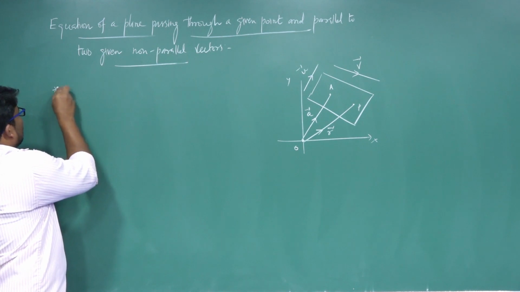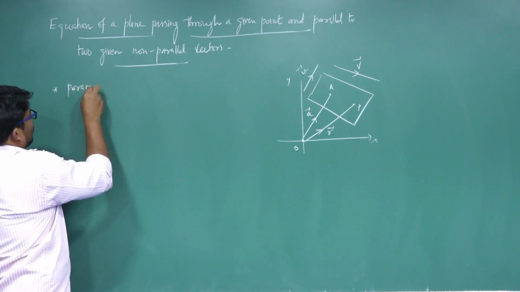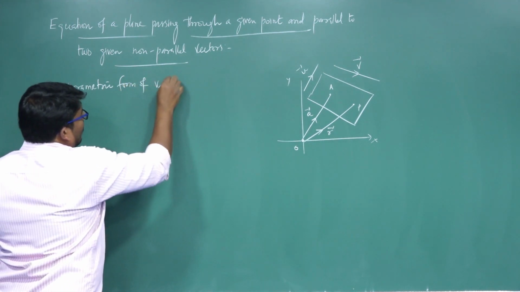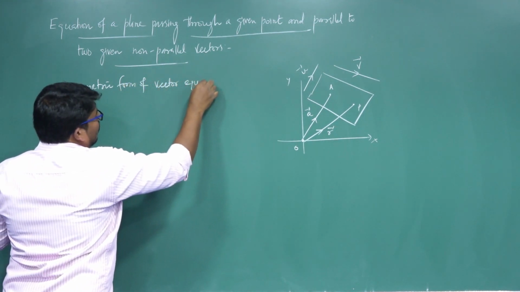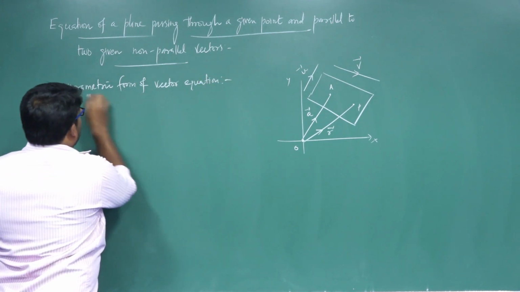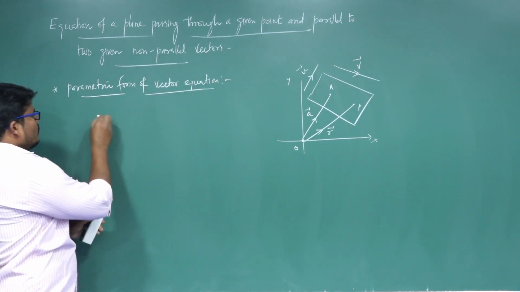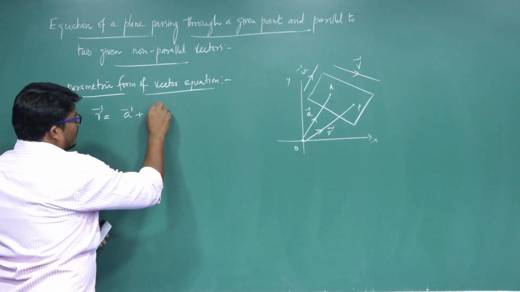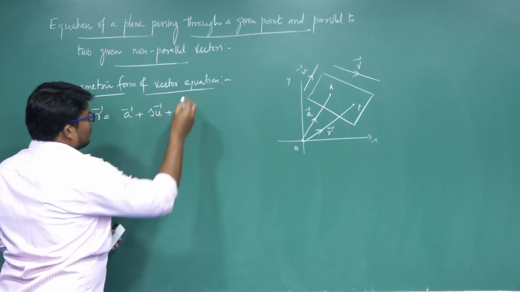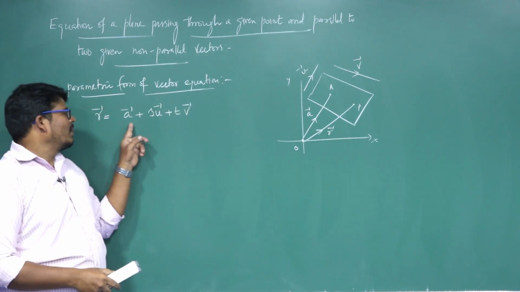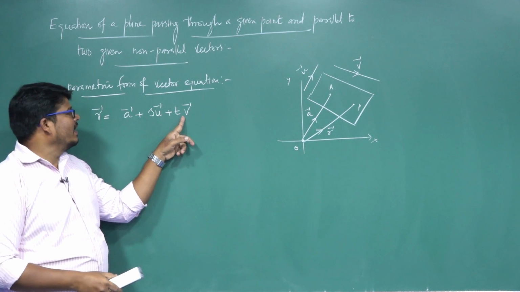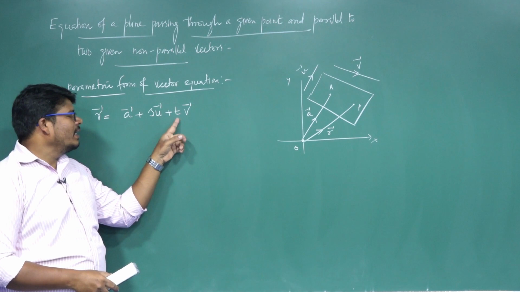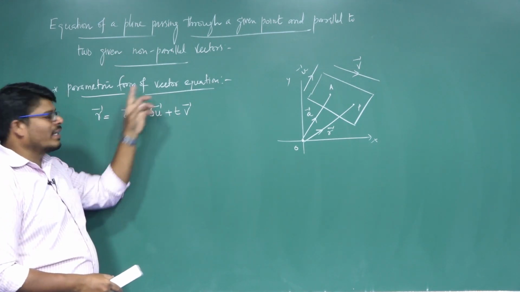First, the parametric form of vector equation. The parametric form of vector equation is r vector equals a vector plus s u vector plus t v vector, where s and t are parameters. That is the parametric form of vector equation.